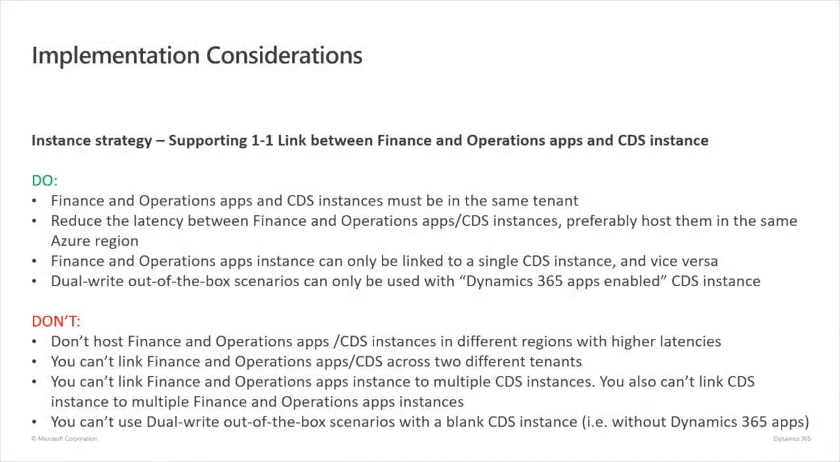Now, things that you want to avoid: avoid hosting your finance and operation and CDS instances in two different regions with higher latencies, as that will definitely reduce the overall performance. I think the opposite to the do's, you cannot link finance and operation apps and CDS across two different tenants. So even if you want to, that is not possible and it's not supported. You cannot link a finance and operation instance to multiple CDS instances or the other way around.